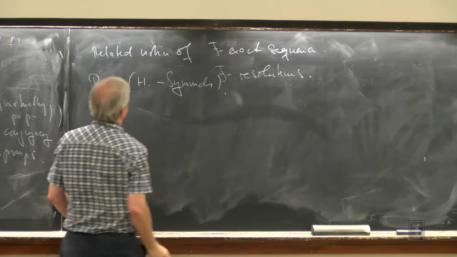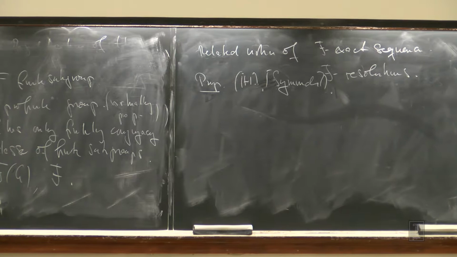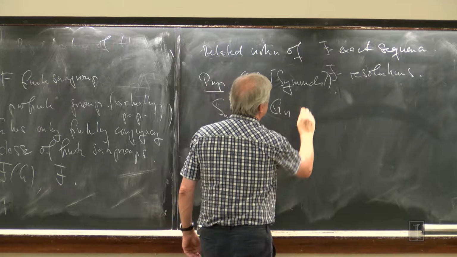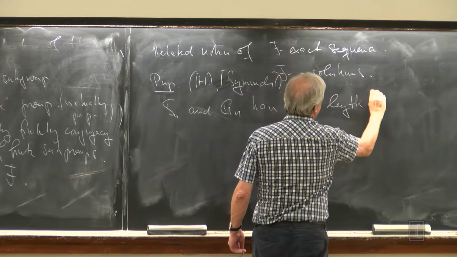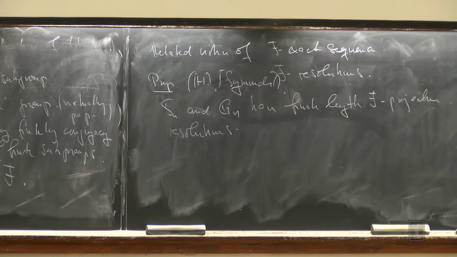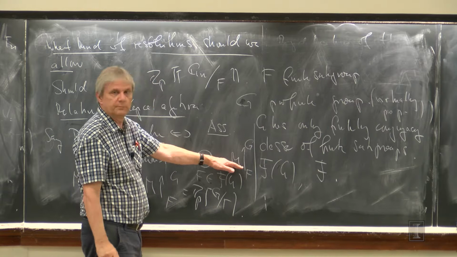These are two independent papers, one by myself, one by Peter Symonds, which guarantees that S_n and G_n have finite length F-projective resolutions, for every n and every p. And in fact, in these projective resolutions, you don't have to use arbitrary modules. I mean, it's not clear whether this is the ideal setup.